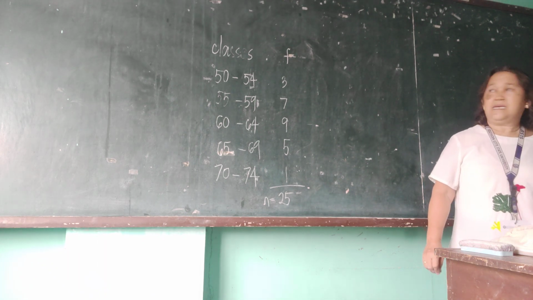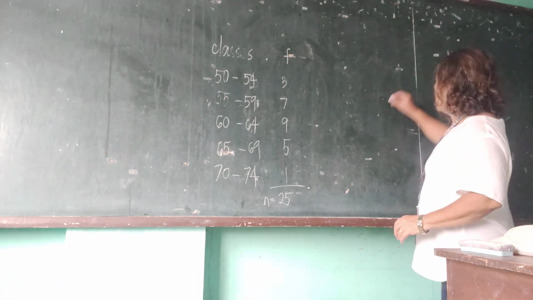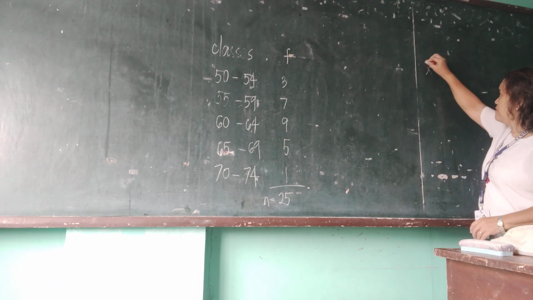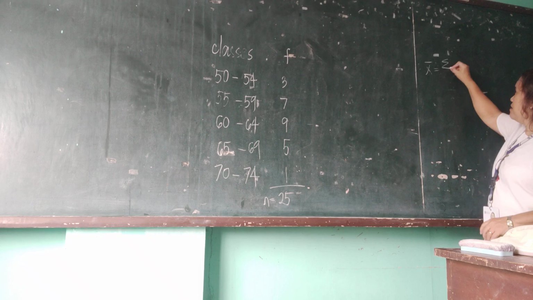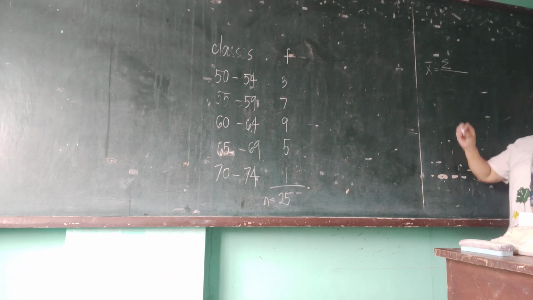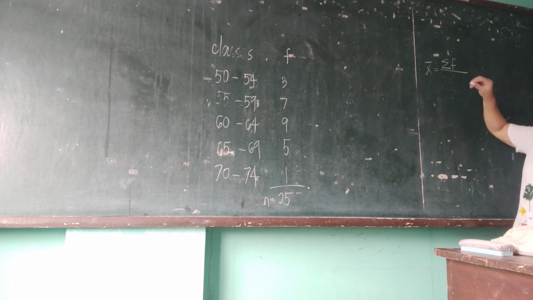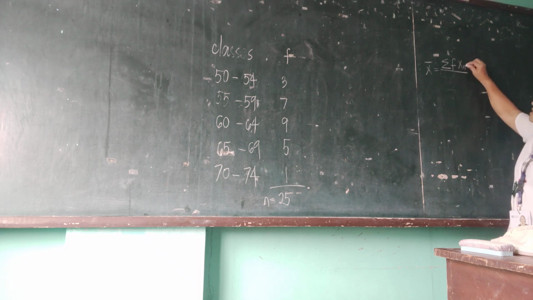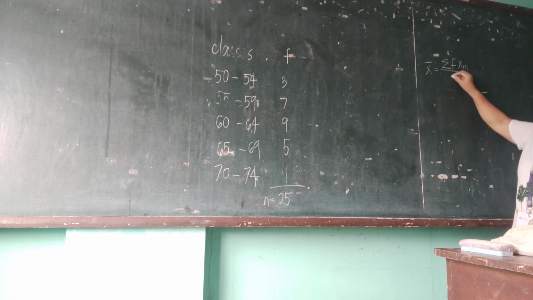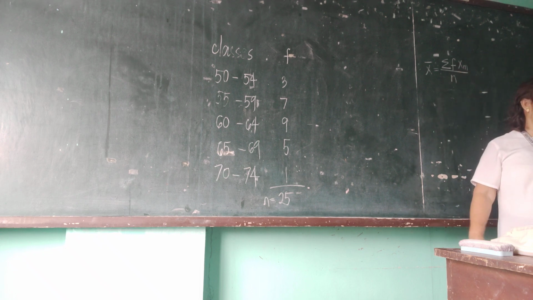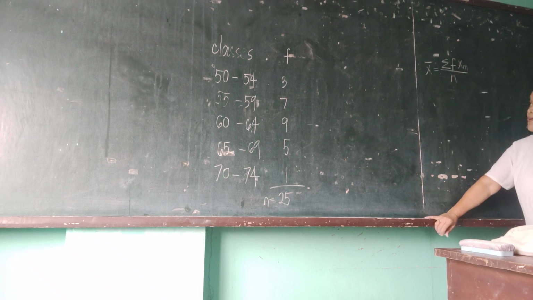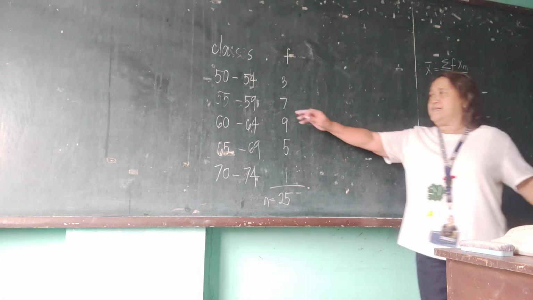Now, what is the mean? The mean would be equal to, this is the formula for the mean, the summation of the frequency times the midpoint of the class divided by your n. So before we find the mean, we first need to solve for the midpoint. And how do you get the midpoint?